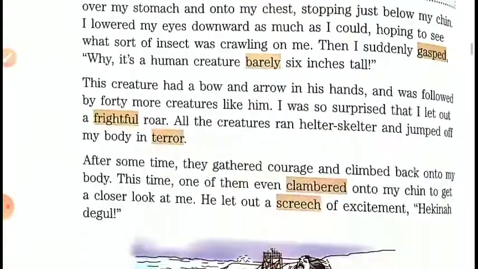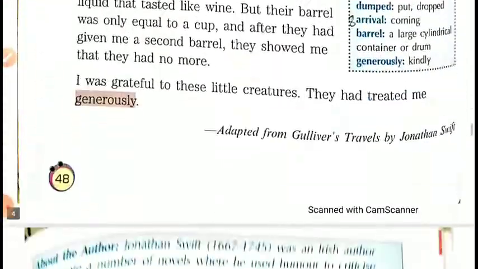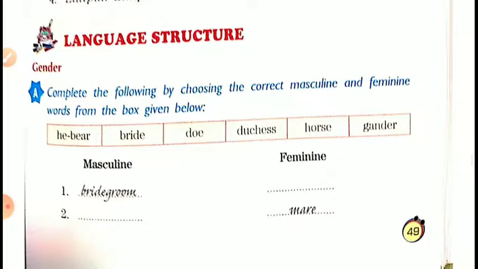Students, today I'll be revising exercise A of language structure first, and then I'll be explaining. Our first exercise of language structure was on genders: the masculine gender and the feminine gender. A noun that denotes a male is said to be of the masculine gender. For example, men, lion, hero, dog, etc. Whereas a noun that denotes a female is said to be of the feminine gender. Example, woman, lioness, heroine, bitch, etc. These are all feminine genders.